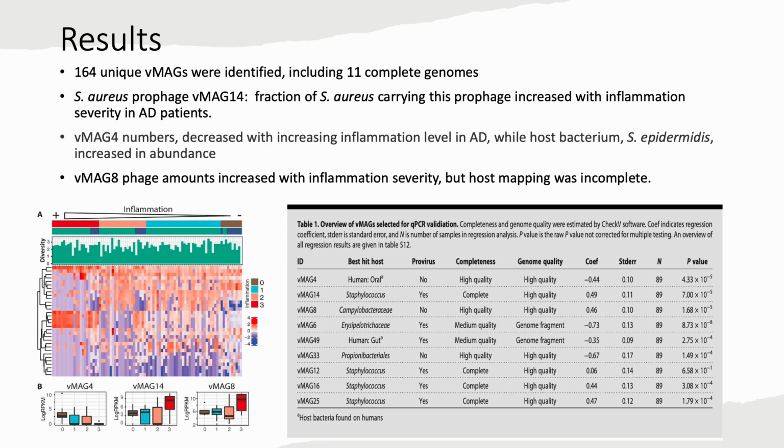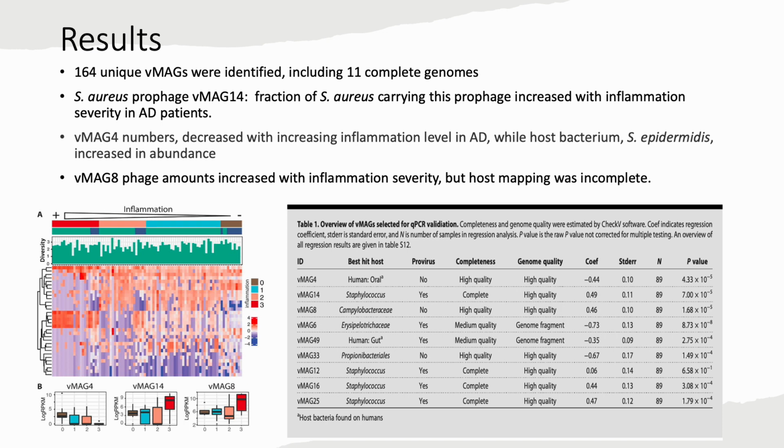So on the previous slide, we saw which bacteria was more likely to cause inflammation. And on this slide, we are going to look at the actual bacteriophages. So they were able to find 164 viral metagenomes, including 11 complete ones. The most significant one was, maybe expectedly, the phage that was found in the Staphylococcus aureus bacteria. It was named VMAC14. And people carrying this prophage had an increased inflammation or severity in their atopic dermatitis.